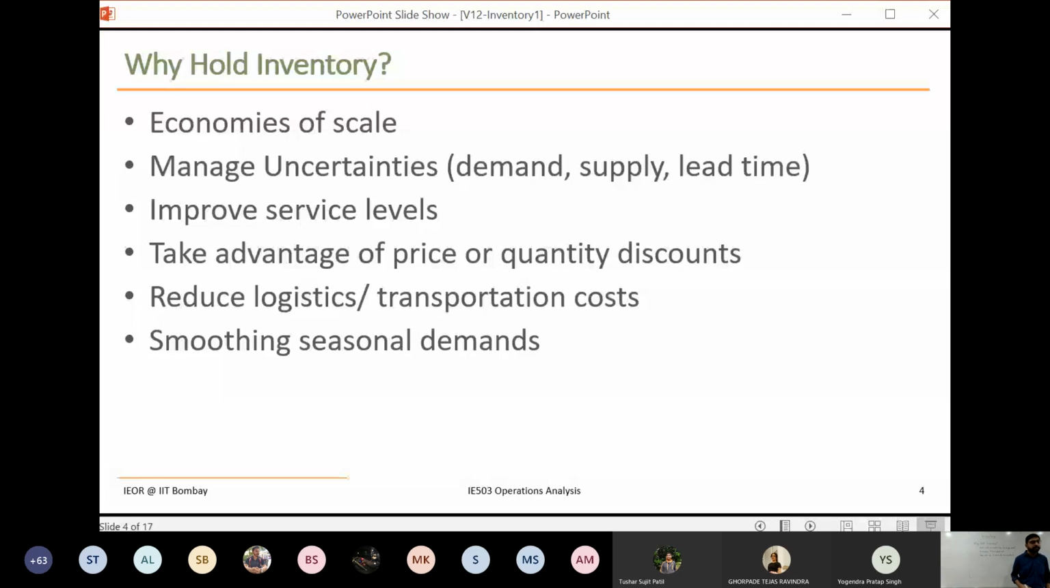No, there's one more point. Hedge against price increase. Why hold inventory? To hedge against price increase. What it means is we know that price is going to increase in future, so in anticipation of that, we get some inventory.